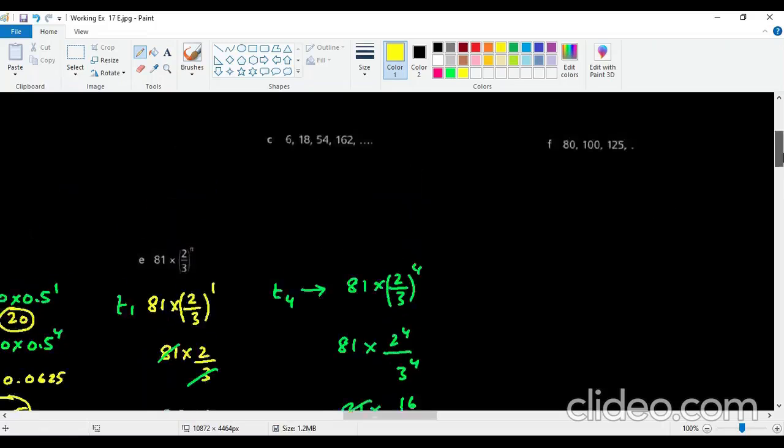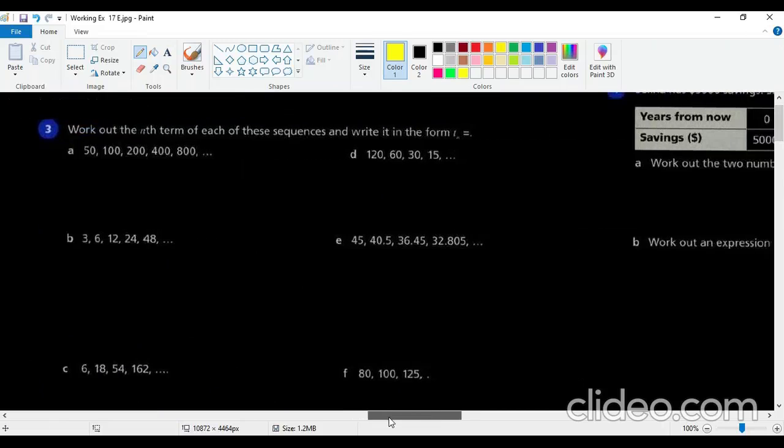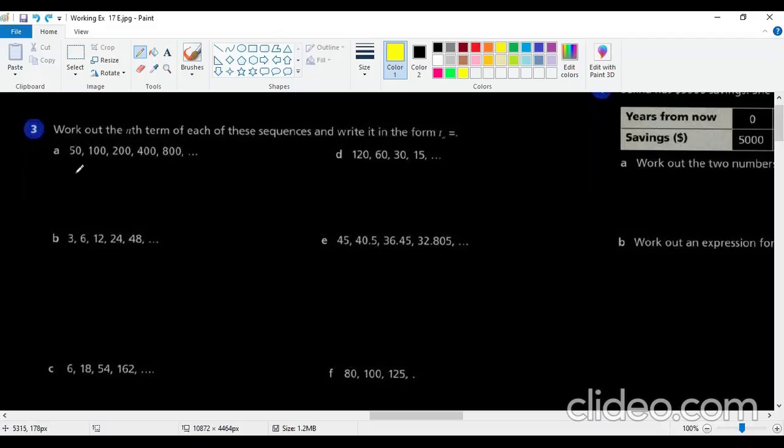Now moving on to the next question, which is question number 3. Question 3 says work out the nth term of each of these sequences and write it in the form of T sub n. Now the relation that I can see here is that 50 times 2 is 100, 100 times 2 is 200, 200 times 2 is 400, and 400 times 2 is 800.